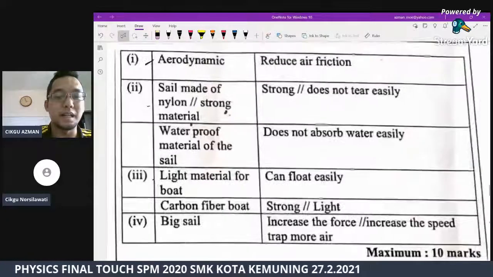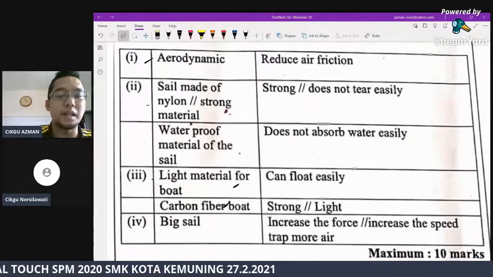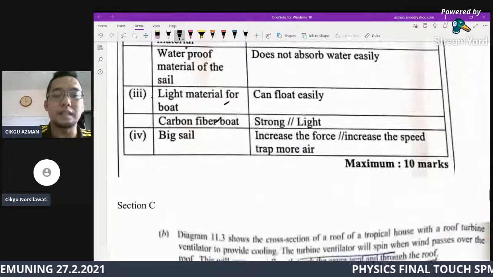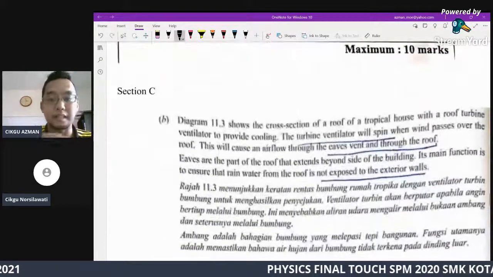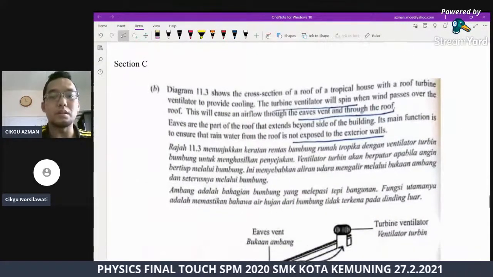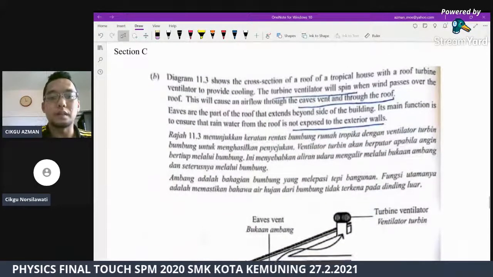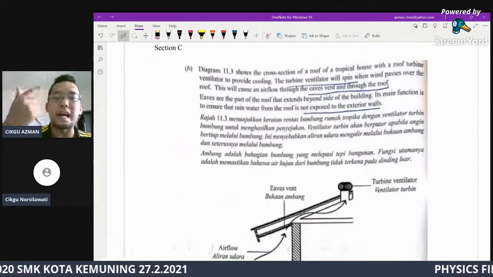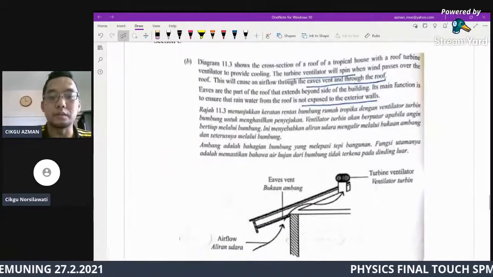So nampak kat sini, dia tambah light material and dia tambah carbon fiber. Okay, tu kena ingat, cikgu dah bagi list down all modification tu kan. Cikgu dah bagi modification tu, tolong tengok. Okay. Which material to use, carbon fiber, nylon, tu semua yang popular.